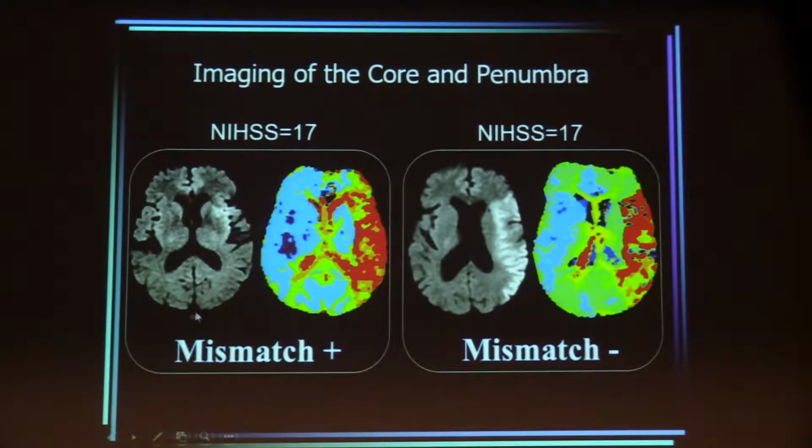Here, we consider that this patient has a mismatch between a large perfusion defect and a small area on diffusion, and this patient here has the same size area on diffusion and on perfusion, so is considered to be mismatch negative. What is interesting is that these two patients have exactly the same clinical score, the same stroke severity, and it's impossible on a clinical basis to distinguish the patient that has a large penumbra or a small penumbra, and only imaging can do that.